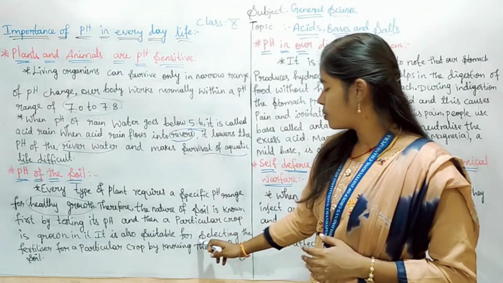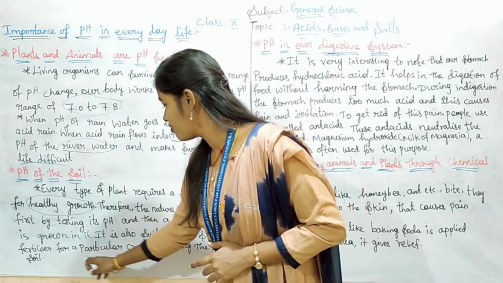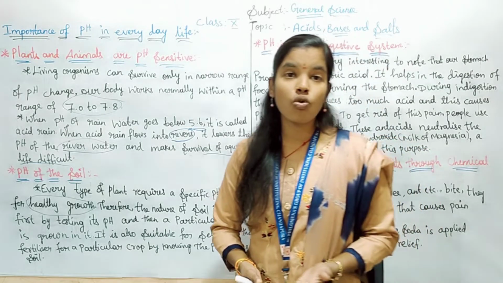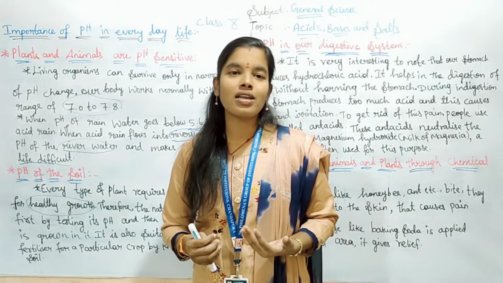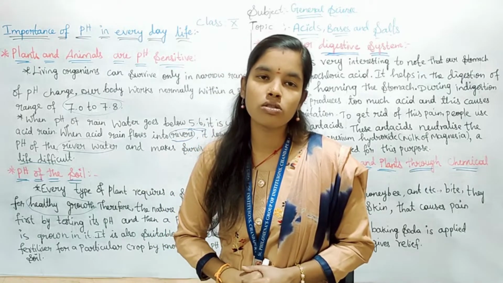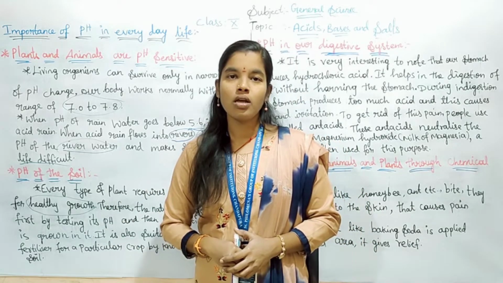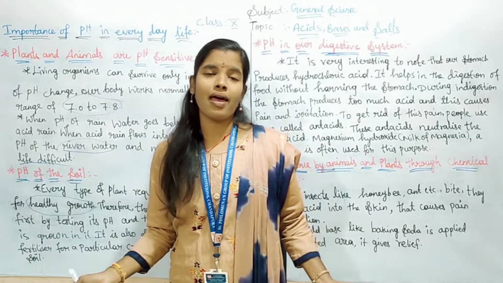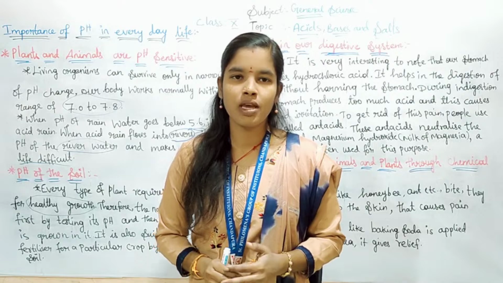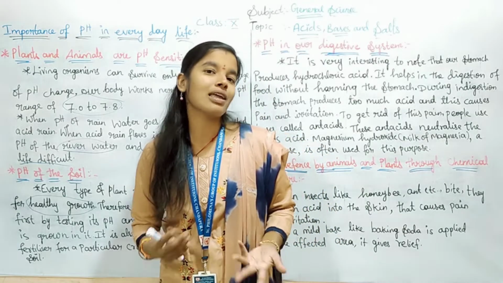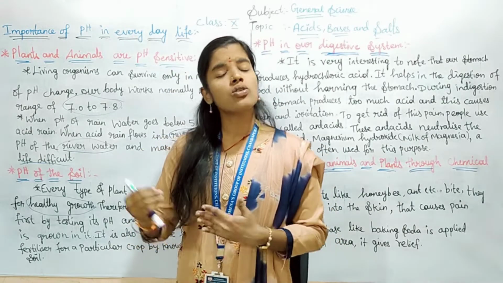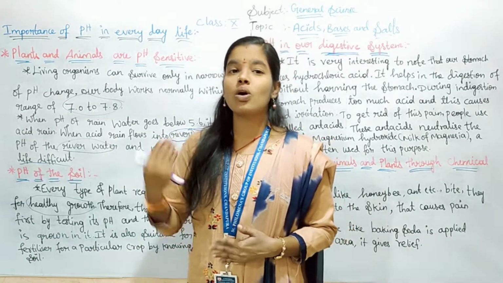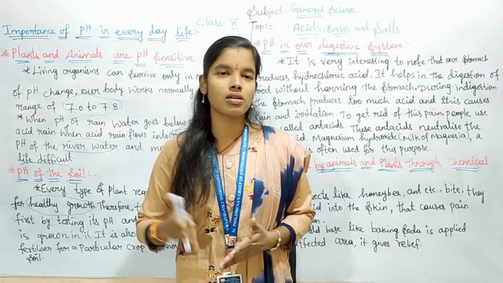It is also useful for selecting the fertilizer for the particular crop by knowing the pH of the soil. It is very easy to find what kind of fertilizer we have to use for that soil. So in the pH of the soil, every plant requires a specific amount of pH for healthy growth, and if you know the pH range, we will also easily come to know what type of fertilizers we have to add.